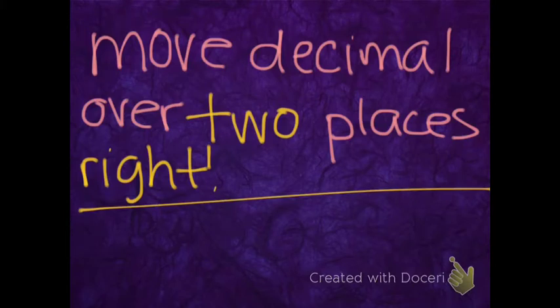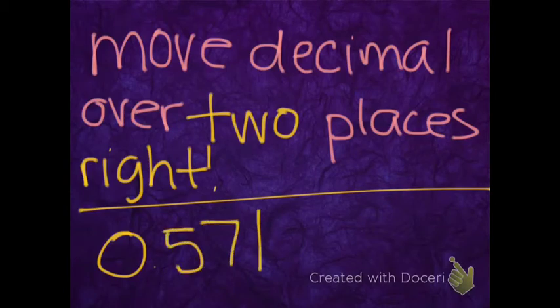Now what you would do for that, you would get 0.571, and you would move it over 2 places. So you would get 57.1. After that, you would add the decimal point.